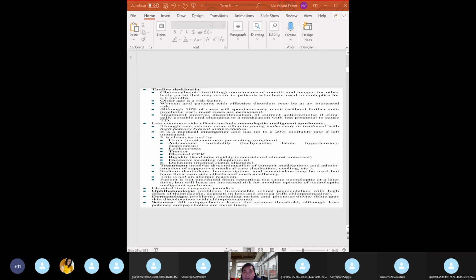Don't forget the risk for developing tardive dyskinesia in someone who's being treated with a typical antipsychotic, so Haldol or fluphenazine, is only 5%. Okay, it's less. So the risk is very, very small.